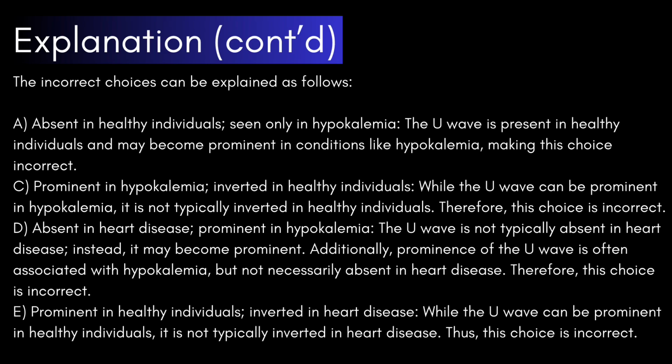D, absent in heart disease, prominent in hypokalemia. The U wave is not typically absent in heart disease. Instead, it may become prominent. Additionally, prominence of the U wave is often associated with hypokalemia, but not necessarily absent in heart disease. Therefore, this choice is incorrect. E, prominent in healthy individuals, inverted in heart disease. While the U wave can be prominent in healthy individuals, it is not typically inverted in heart disease. Thus, this choice is incorrect.